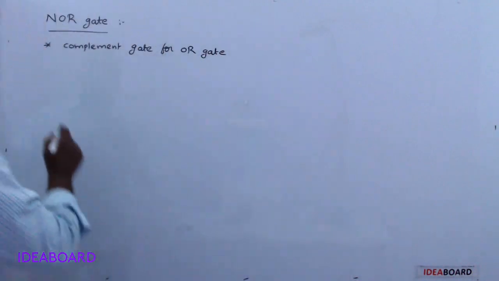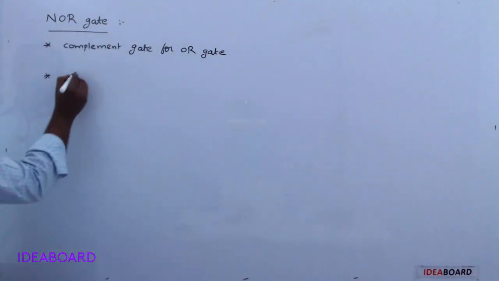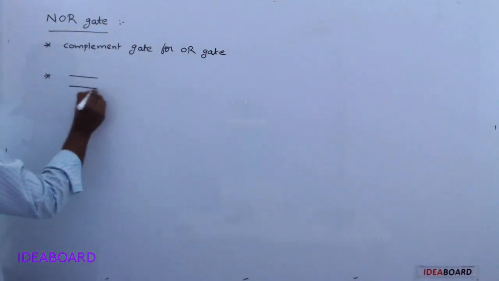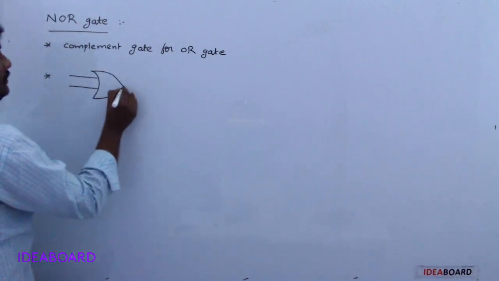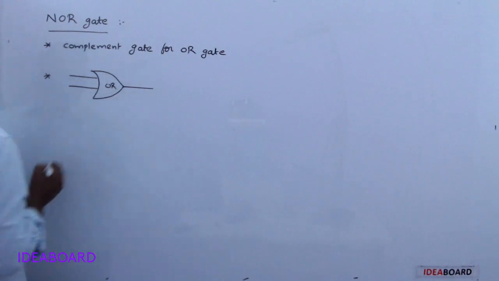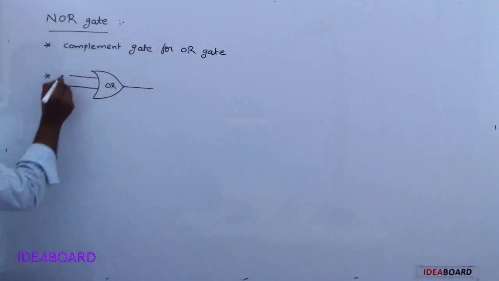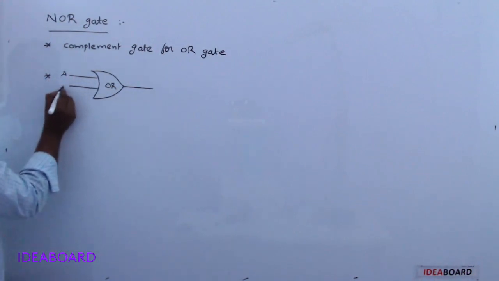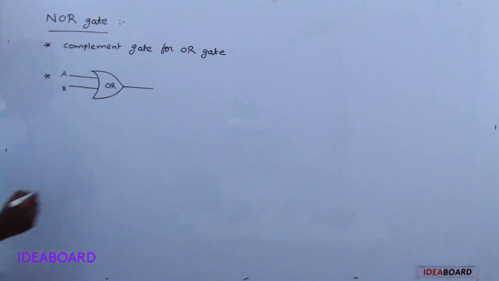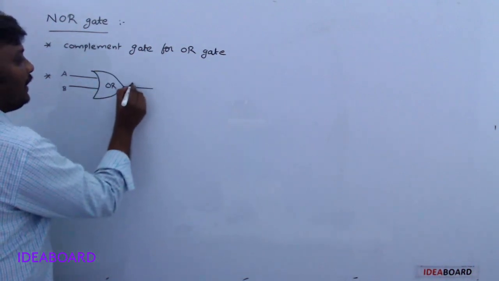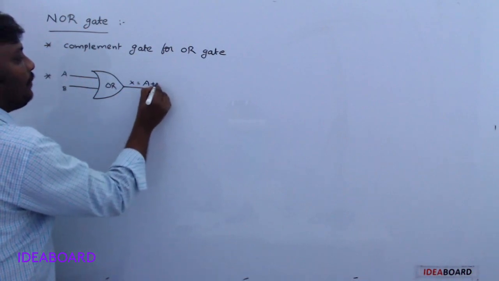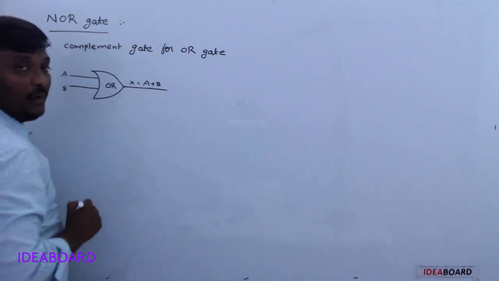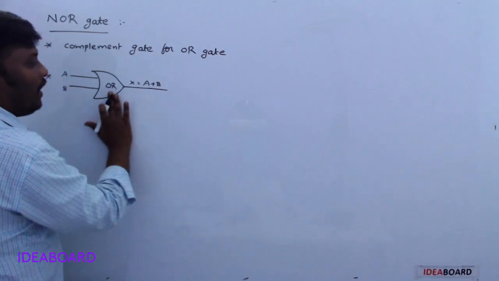Understand? So see here. Let us suppose we consider one OR gate here. Okay, two input OR gate. So let the inputs be named as A and B. Then OR gate gives a logic function of A plus B. So this is the output of OR gate.